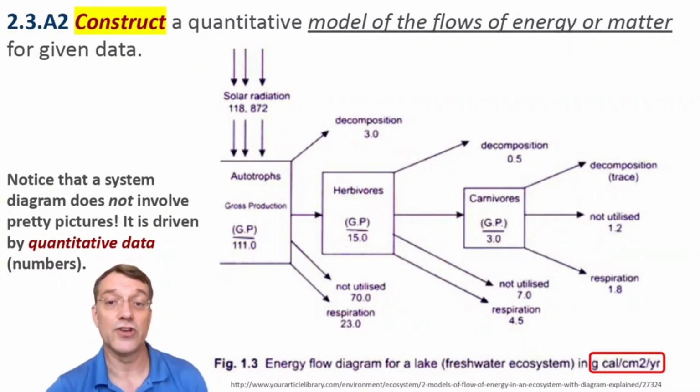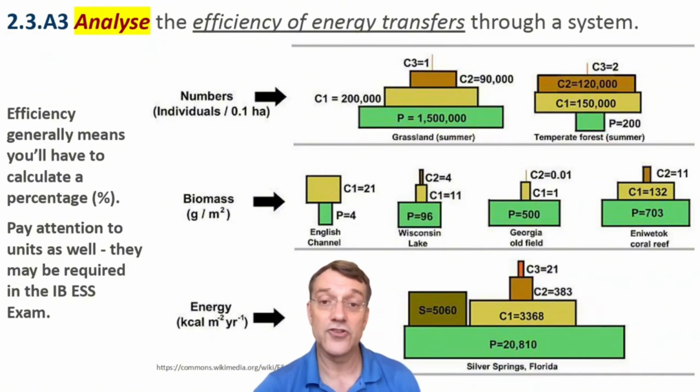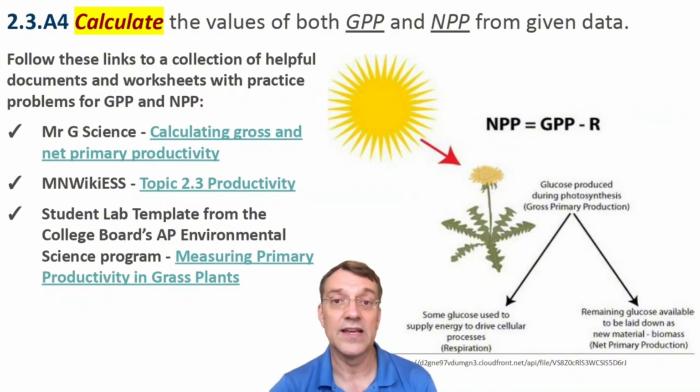This example shows energy flow through a lake ecosystem with values in kilocalories per square centimeter per year. Analyzing the efficiency of energy transfer typically requires calculating percentages. These ecological pyramids show how biomass and energy decrease at higher trophic levels. In the energy pyramid at the bottom, only 16% of producer energy reaches primary consumers at the next level. To calculate gross primary productivity and net primary productivity, or GPP and NPP values, you want to use the formula NPP equals GPP minus R.